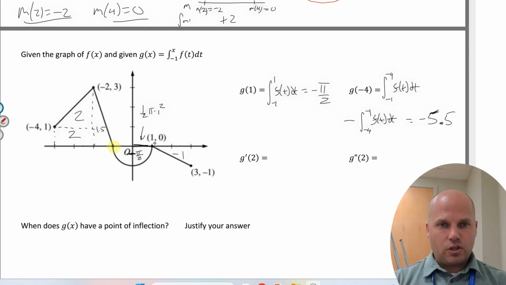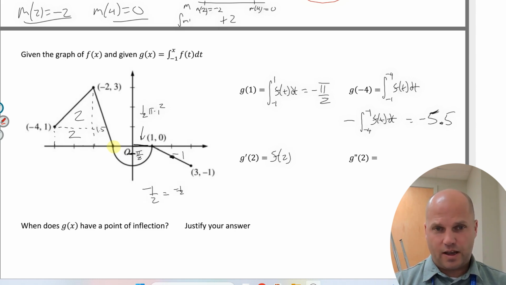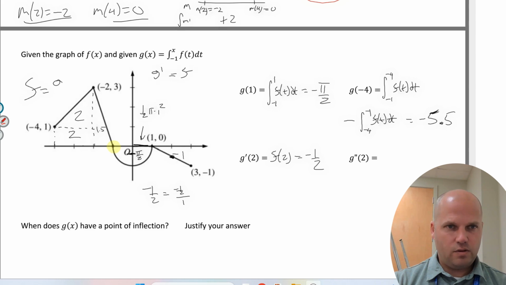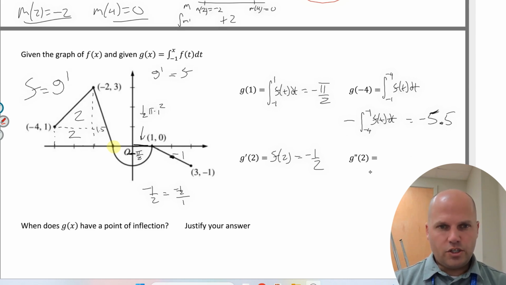G prime of 2 is the slope. It's the same as f of 2. What is f of 2? What is this value? Well, you can see you go over 2 down 1, so down 1 over 2. Down 1 over 2 is equivalent to down a half over 1. Just divide the top and bottom by 2. So I go down a half, it's going to be -1/2. Again, since this is the graph of f, it is equivalent to the derivative of g. G double prime equals f prime. So f prime of 2 is the slope of f at 2, which is also -1/2.